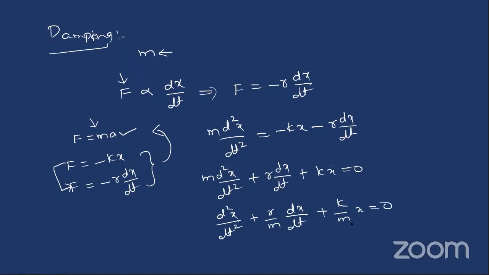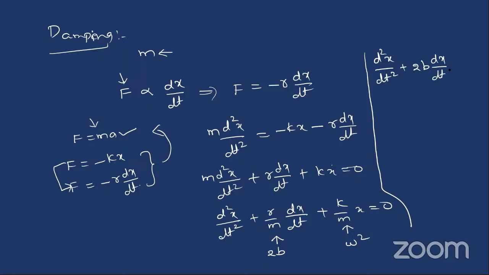Now, as we assumed a few minutes ago, we can replace this k by m by omega square. And if, for instance, you take r by m as 2b, the new differential equation which you get in this case is: d square x by dt square plus 2b into dx by dt plus omega square x is equal to 0. Again, this is also a second order linear differential equation with constant coefficients, and it is a homogeneous differential equation, with no right hand side force.